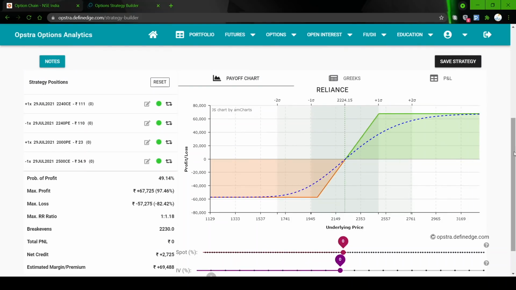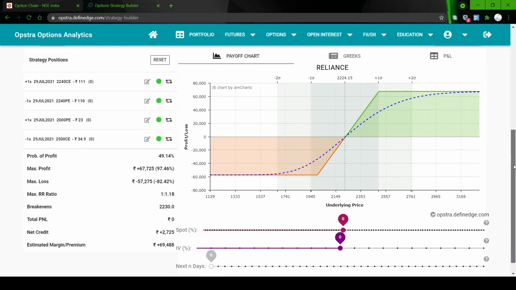Let's see. This is the payoff chart for the strategy of protective synthetic covered call. So the probability is about 50%, 49.14, because we have gone one strike away, since the future price is 2235. So I have taken the closest one, which is 2240. Right now the market is closed, so the P&L is still 0. The probability of profit is about 50%, which is equivalent to having a stock or having a future.